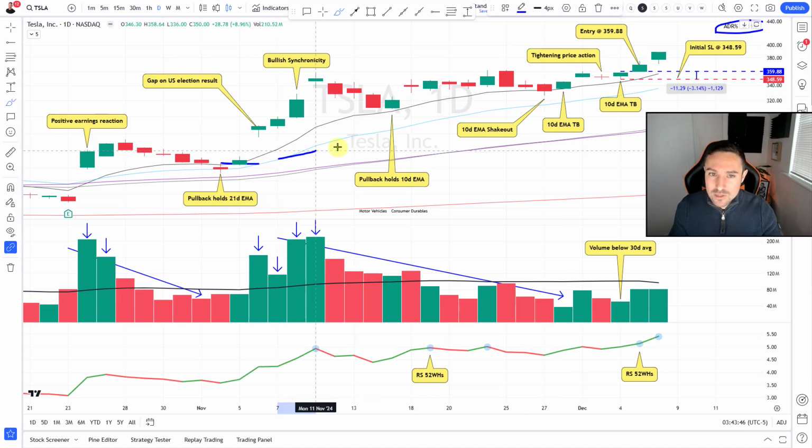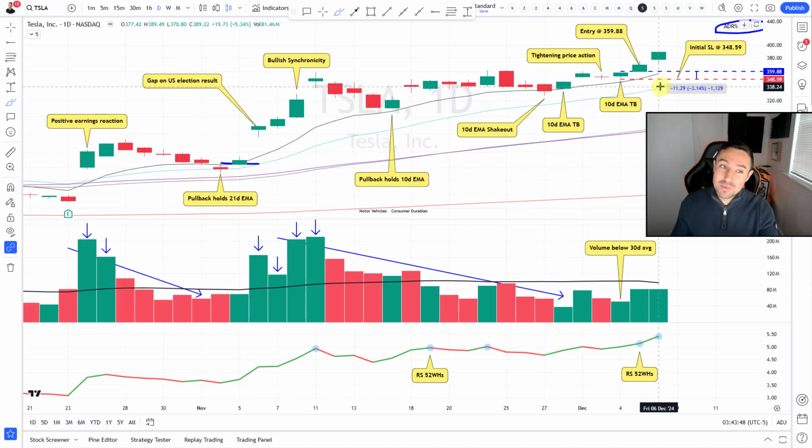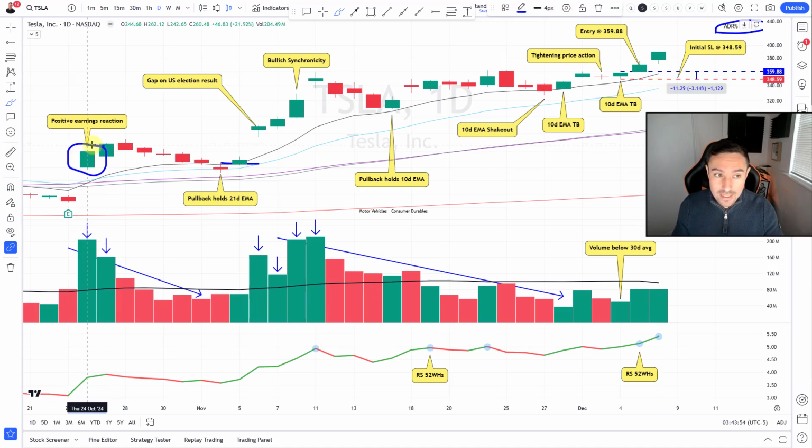So 10-day EMA, 21-day EMA is one that I use as well, but Tesla has a history of getting short-term extended from the 10-day EMA. So in that instance, on the earnings gap up, I went low of the day for the initial stop and then low of the day, low of the day. The reason I did that is there was actually some overhead resistance up at this level that you can't see. It's left on the chart over there from earlier in October and September.